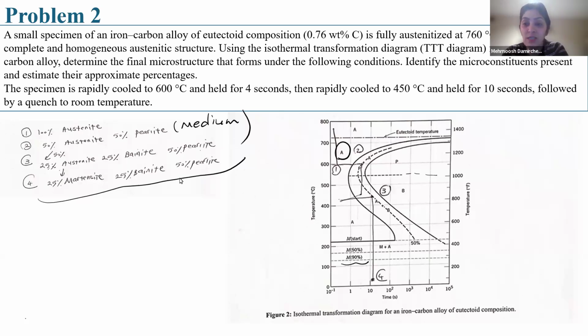Thank you so much. That is it for today's TTT practice problems. Remember, always show the full cooling path and the time intervals. It is very important for the transformations, and use the lever rule to calculate phase fractions. Be sure to specify the type of pearlite, not only mention pearlite. Use coarse, medium, or fine.